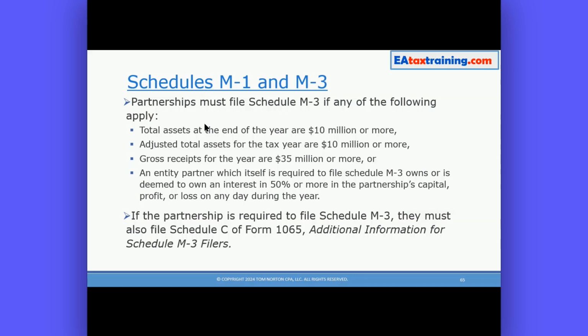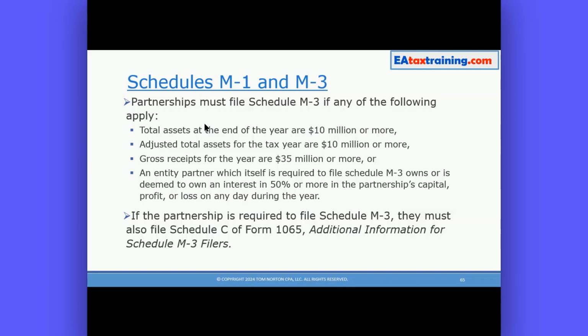Or if it has gross receipts of $35 million or more, and again, gross receipts includes interest, dividends, capital gains, etc. So gross receipts of $35 million or more, or an entity partner which itself is required to file a Schedule M3 owns or is deemed to own an interest of 50% or more in the partnership's capital, profit, or loss on any day during the tax year.